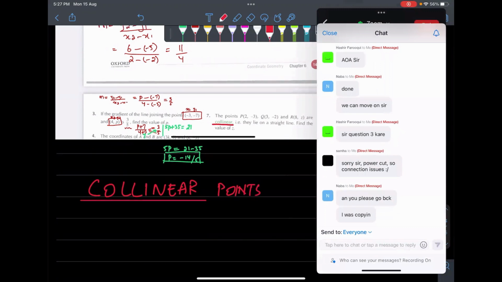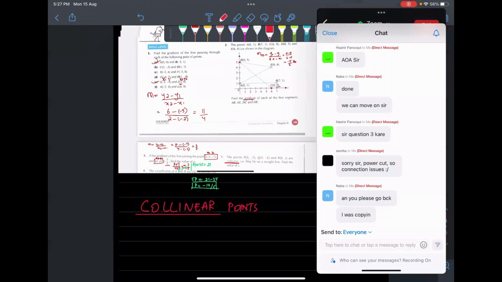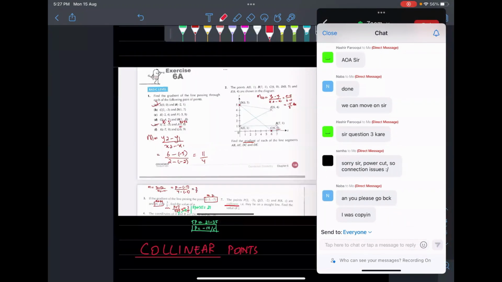Does anybody know what this word collinear means? This is an important word. This is used in exams. Collinear? No. Collinear means points that are on the same line.